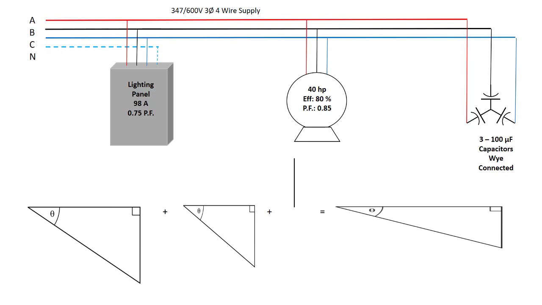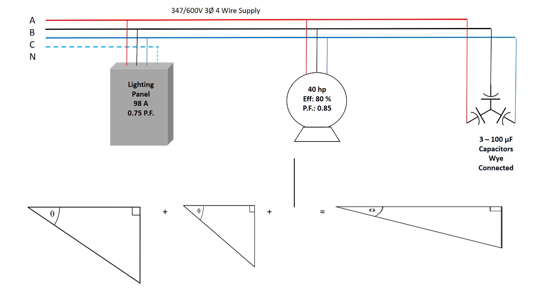On this we have a lighting panel that draws 98 amps at 0.75 power factor. We've got a 40 horsepower motor with an efficiency of 80%, and it operates at a 0.85 power factor. Plus we've got three 100 microfarad capacitors, Y connected, all on the same circuit.